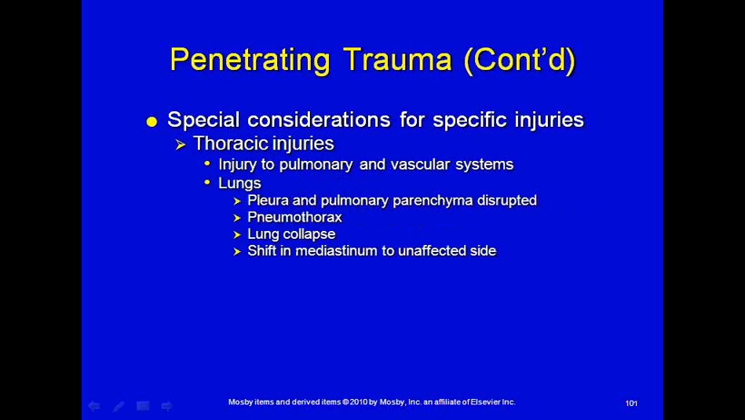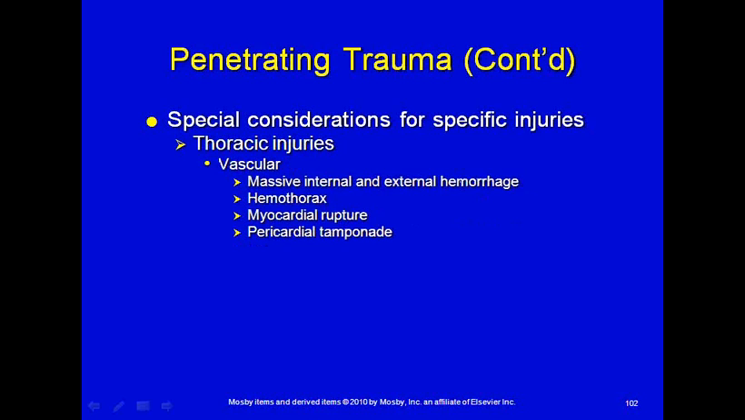Thoracic injuries, injuries to the pulmonary and vascular systems. You can have pleura and pulmonary parenchyma disrupted, leading to a collapse of the lung, or a pneumothorax, hemothorax, tension pneumothorax, leading to a shift in the mediastinum to the unaffected side. You can have massive internal and external hemorrhage in the chest. You can also have a myocardial rupture and pericardial tamponade.